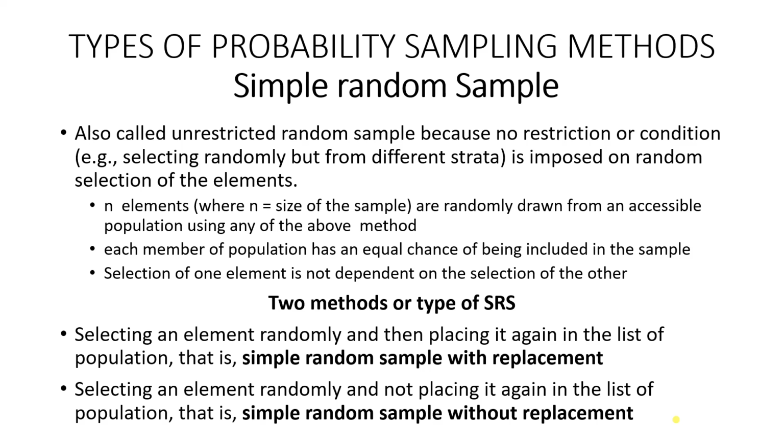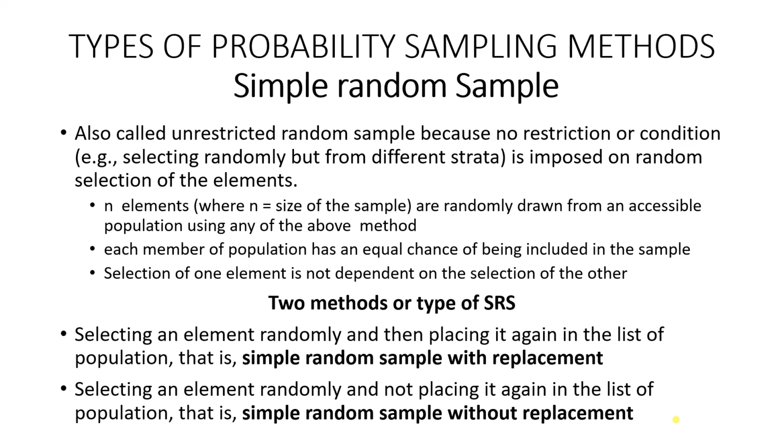For example, there is one sampling technique called snowball sampling. I select one student from your class, maybe randomly or incidentally, and then I ask that you recommend students similar to you, like you. Then what will happen? The next unit that is coming in my sample is dependent on the selection of the first element. But such dependency is not there in simple random sampling or random sampling methods.